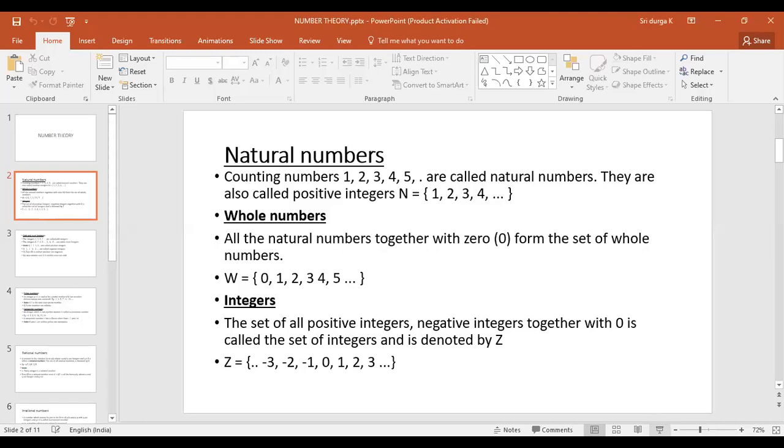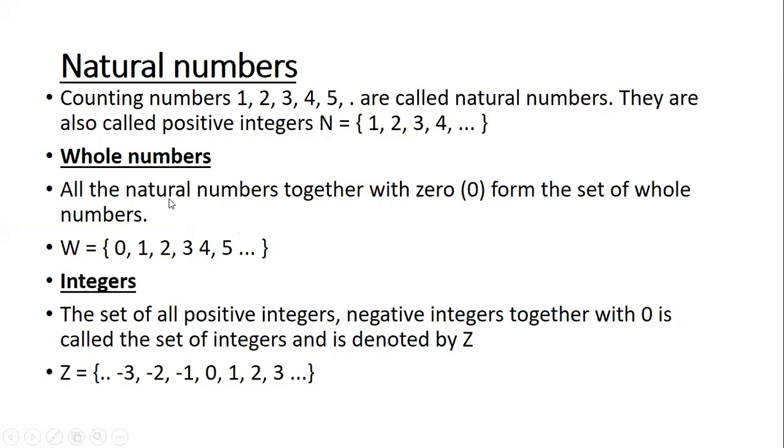Okay, so natural numbers are counting numbers which start with 1. They are positive integers. Usually natural numbers don't involve negative integers. Coming to whole numbers, they are natural numbers along with 0. 0 is included along with the natural numbers, so those are called whole numbers. Whole numbers are denoted by W and natural numbers are denoted by N.